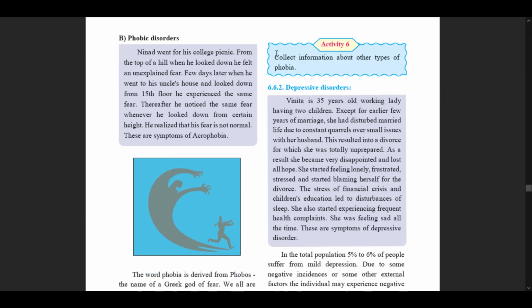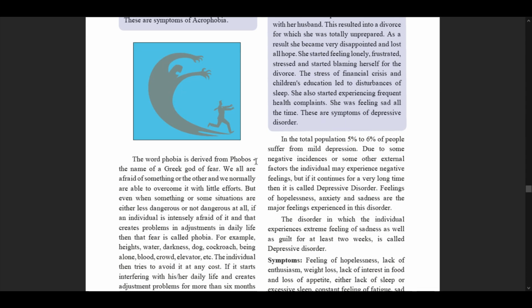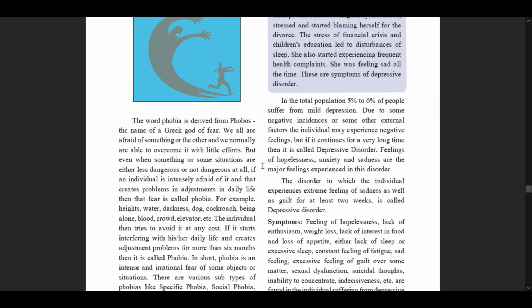So, acrophobia is the phobia of heights, or a specific height, which varies from person to person. The word phobia is derived from Phobos, the name of a Greek god of fear. We all are afraid of something or the other, and we normally are able to overcome it with little effort. But even when some things or situations are less dangerous or not dangerous at all, if an individual is intensely afraid of it, and that creates problems in adjustment in daily life, then this fear is called a phobia.